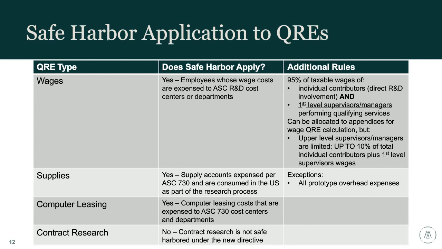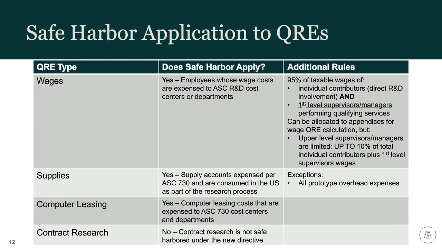So the Safe Harbor application to qualified research expenses. This is kind of a reconciliation of what we would claim for the R&D tax credit and what would be safe harbored. So the first one is wages. Does the safe harbor apply? Yes, it applies to employees whose wages are classified under ASC 730 cost centers or departments.